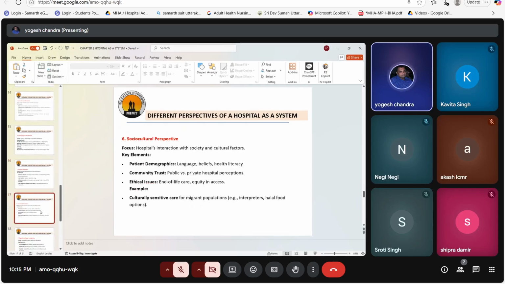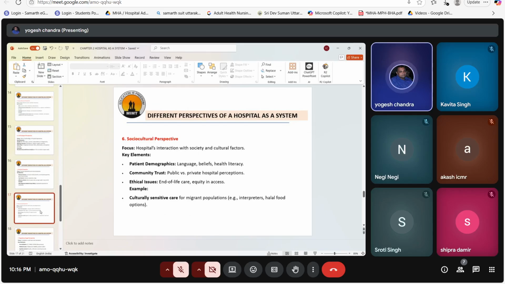Okay. And then we have this socio-cultural perspective also. In this socio-cultural perspective, we can think about patient demographics, language, beliefs, health literacy, and all that kind of things, community trust. Now, in the hospital, as an administrator, sometimes you have to become very culture sensitive for this migrant population. You need some kind of interpreters in the hospital, and you have heard this word halal, jhatka, and all that kind of thing. There is a particular community, they only eat this halal kind of food. So you have to take care of that. This is a culturally sensitive care.